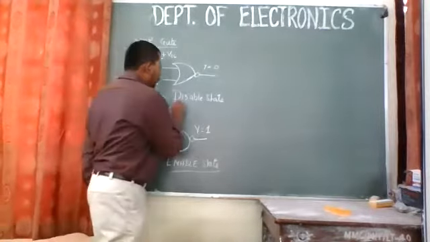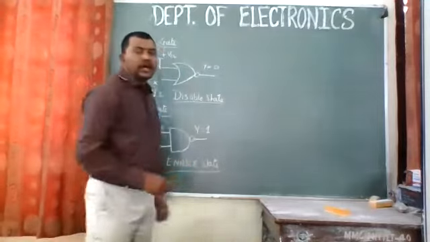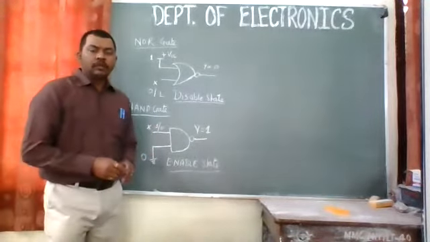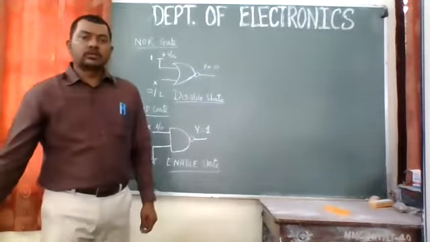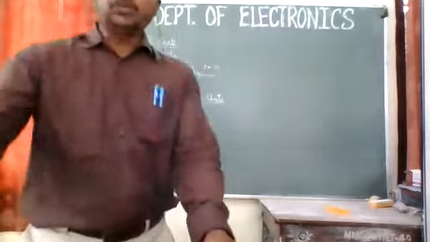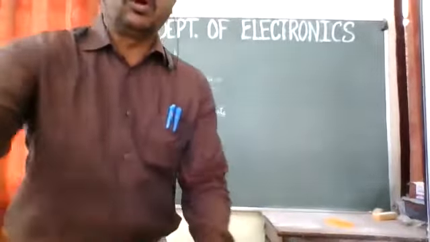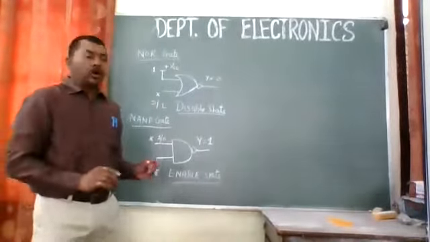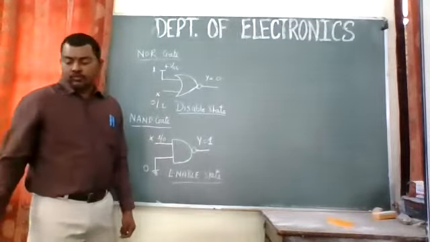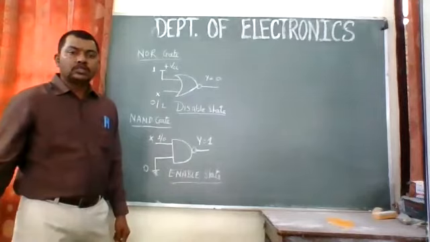And the condition for the NOR gate is called the disable state, or the disable condition. Why are we talking in this form? Because we need to use this NAND and NOR gate for the implementation of the RS flip flop. So I'm going to tell you the circuit for that.